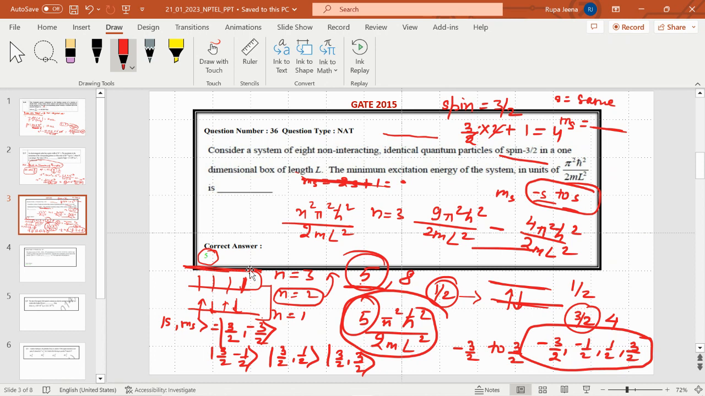So you have done it in a different way. So take the picture of this question and try to post it in the group, in the chat box, so that we can also see.